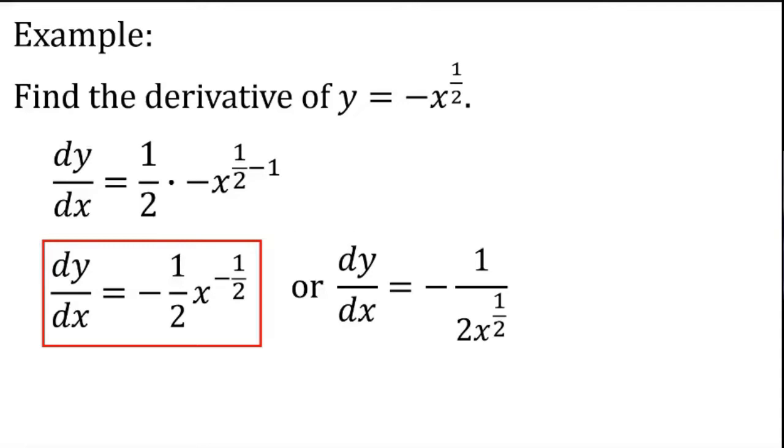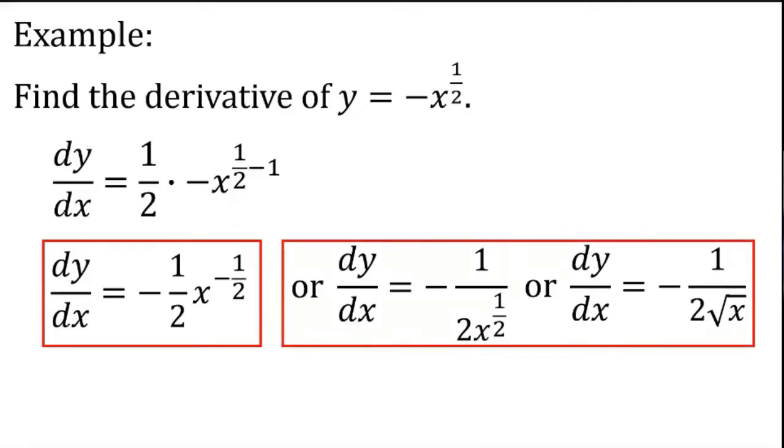And we can also express our answer in terms of radicals if the exponent of the variable is rational. So our answer can be expressed as dy over dx equals negative 1 over 2 square root of x, because x raised to 1 half is the same as square root of x. Yan. So it is important, students, for you to know that your answers can be expressed in different forms.